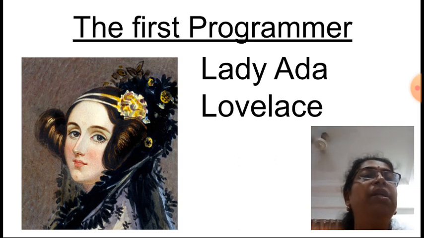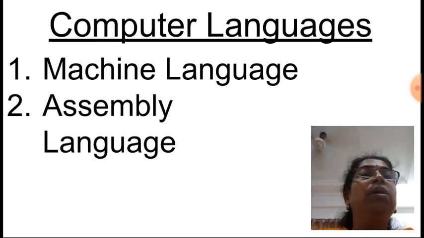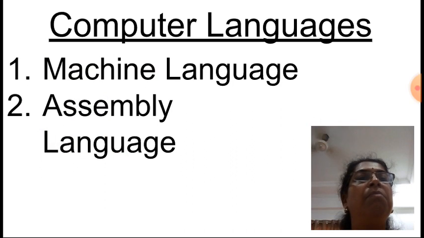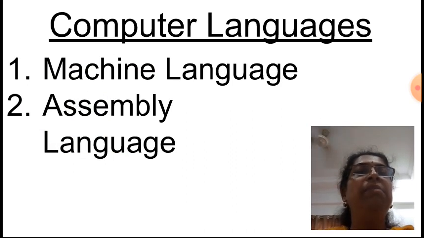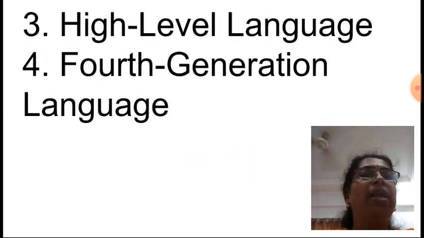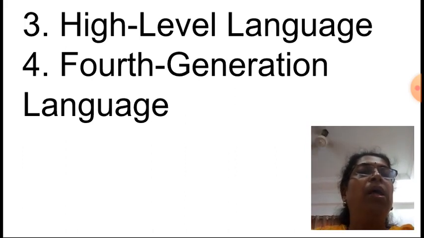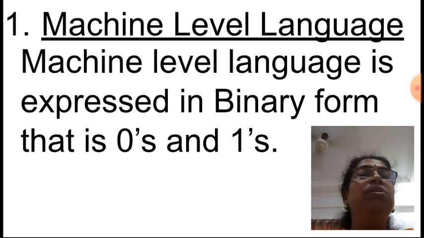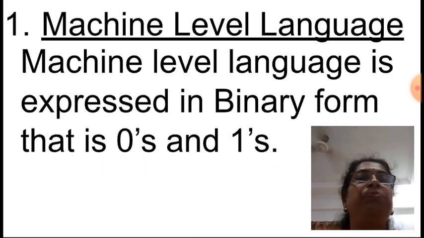Now we will turn to computer languages. Computer languages are divided into 4 types: machine language, assembly language, high level language, fourth generation language. Now we will concentrate on machine language.